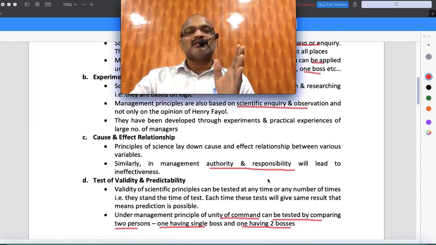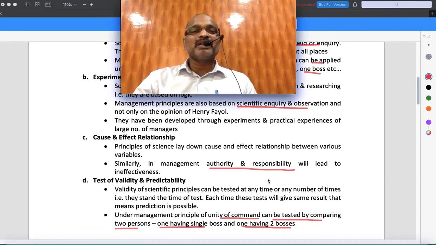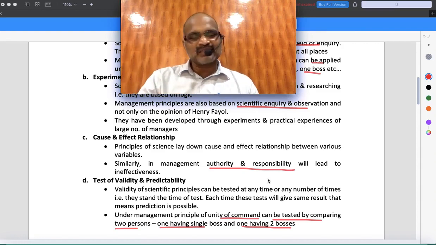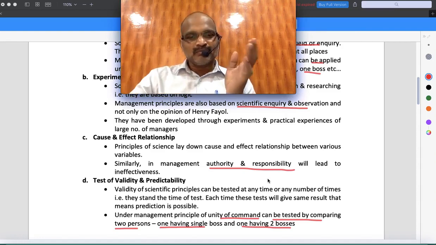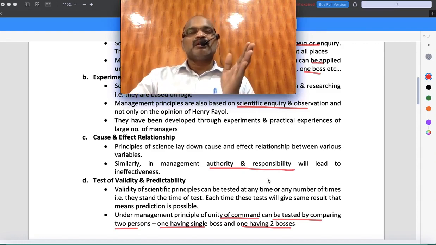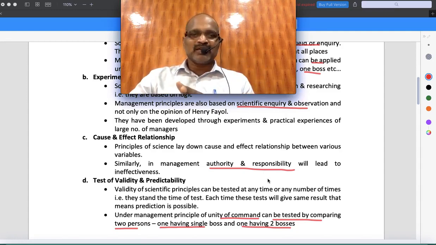Next, just like science can predict things, prediction in the sense of estimating what happens next, management also can predict. Suppose you have one manager, we can predict what will happen. If you have got so many managers, we can predict what will happen.